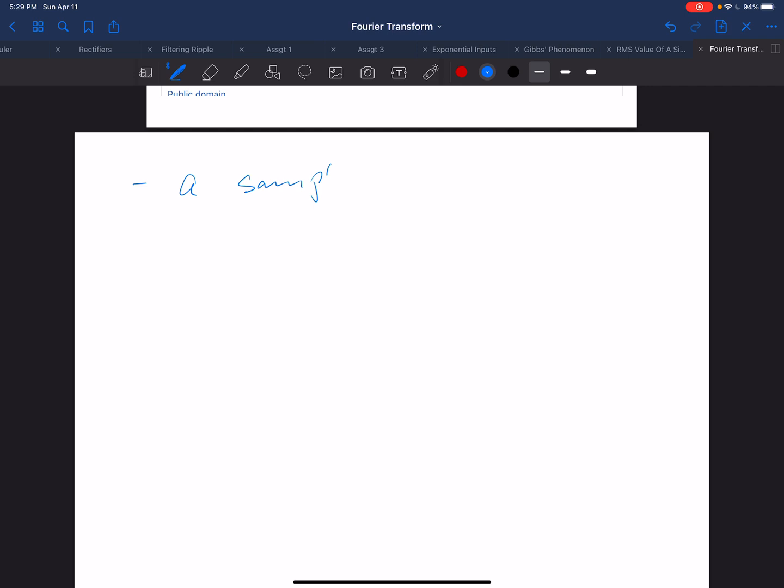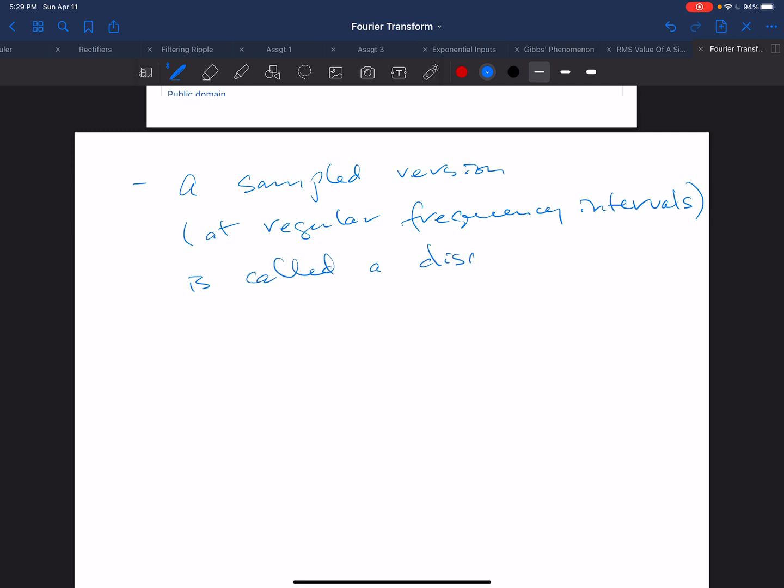So a sampled version, where you're sampling at regular frequency intervals, not in the time domain but in frequency, that is called a discrete Fourier transform. Obviously, they're of importance for scientific computing because we use these discrete Fourier transforms precisely in order to be able to compute things with a digital computer.